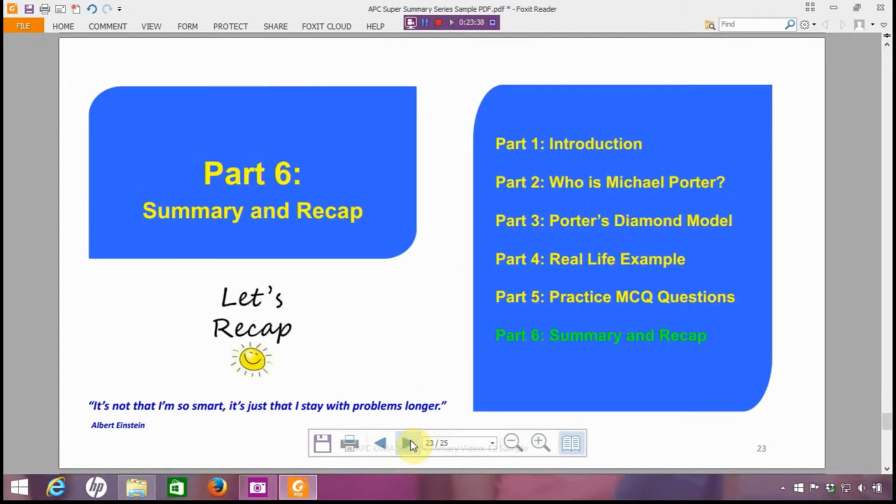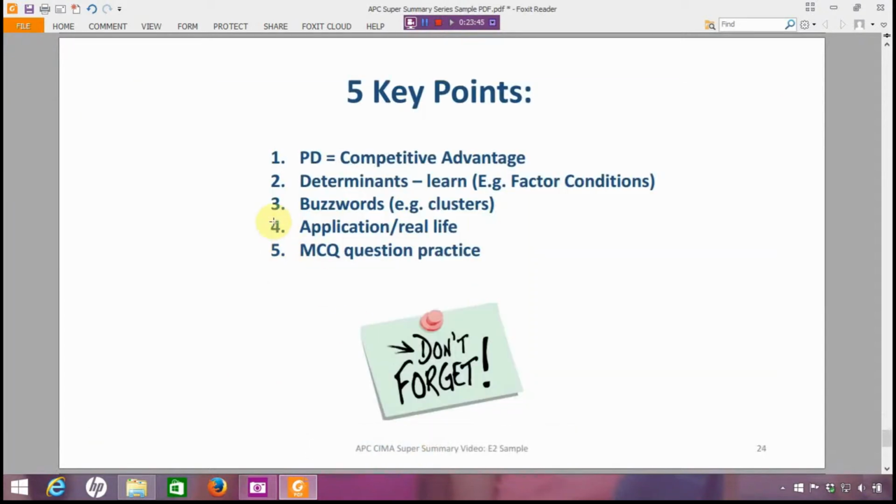Okay, so finally, a sort of a summary and recap for you here. I've got sort of 5 key points for you. Really, the first one is that Porter's diamond is about competitive advantage. What does that mean? It basically means an edge. It's about how companies in particular industries gain a comparative edge over countries or firms in another nation.